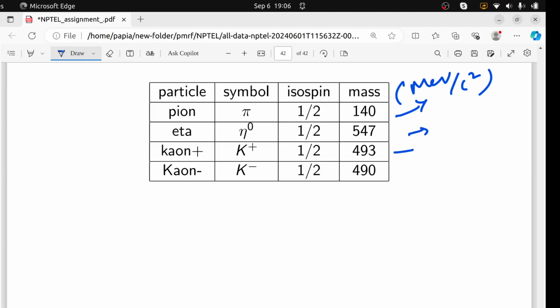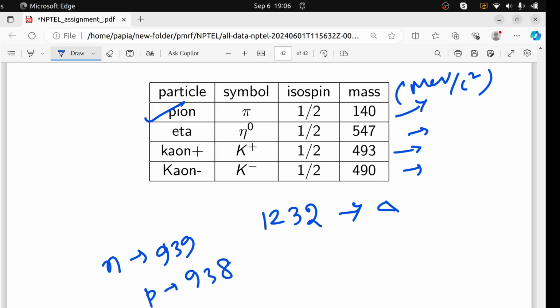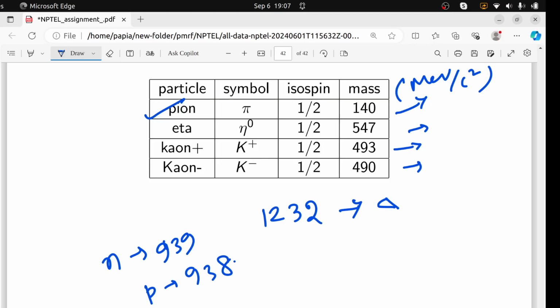So eta is this much, K plus, K minus, and again 1 2 3 2, that is the delta, I think delta or sigma, I also forget that one. 1 2 3 2 is delta, yes, the mass we have to check. But 140 is very common, the pion mass is very common. And the neutron mass is 939, then the proton mass is 938 point something. We don't need that much, but these types of values are there. So these are the cases, and maybe I don't have any more slides for today.